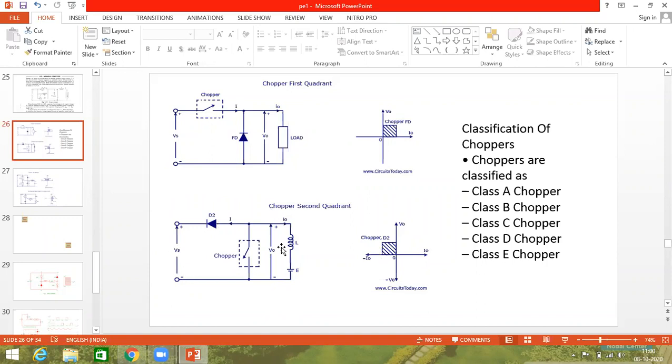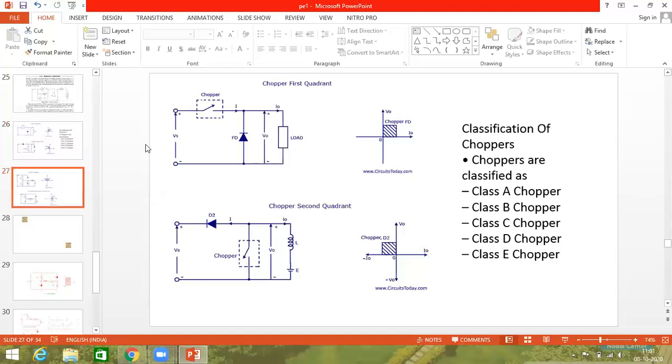Now, can anyone tell me the operation of this circuit? Chopper is off and the back EMF of the motor is greater than the source voltage. Energy travels from back EMF to inductor, inductor to diode, diode to the source, and from source to the back EMF minus point. So class C chopper is a combination of class A and class B, just what we have discussed.